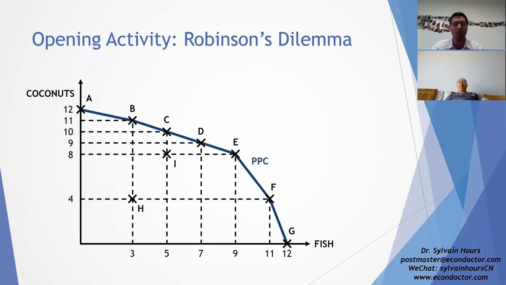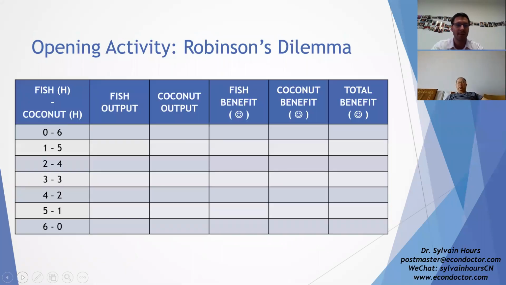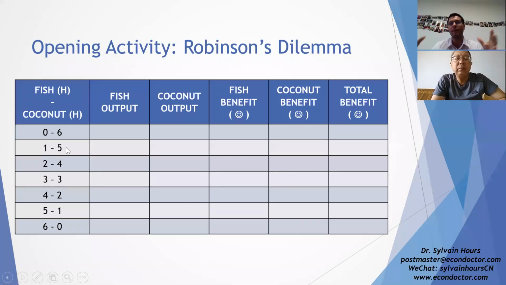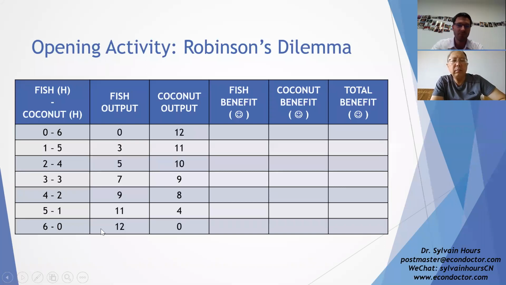So let's try to find out between A, B, C, D, E, F, G, which one is best for Robinson. How can we do that? We can build this type of table. Each row represents one possible allocation of time. So for example, 0.6 means that I allocate 0 hours to catch fish and 6 hours to collect coconuts. 1.5, I allocate 1 hour to catch fish, 5 hours to collect coconuts. And then using the information that was given above, I can just calculate the quantity of fish and coconut that I am going to produce.